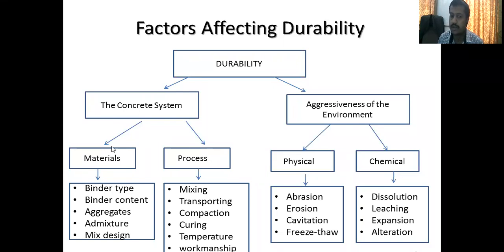So in the concrete you have the materials and you have the process. The first point is regarding the type, that is the quality and quantity of material that you are using, and as far as the second system is considered, that is nothing but the process involved to make, to manufacture that particular concrete. Now in materials, which factors are we going to focus on? Binder type, then binder content. Binder type is nothing but your cement. Cement is a binding material in your concrete.